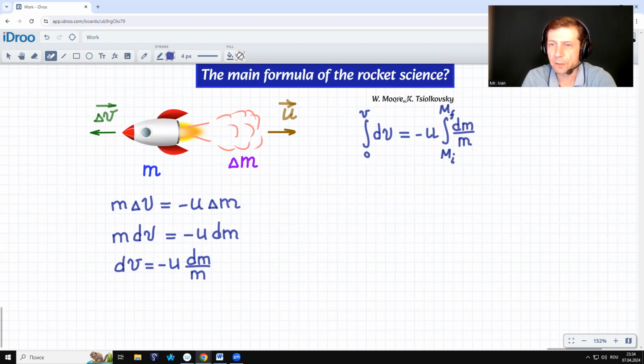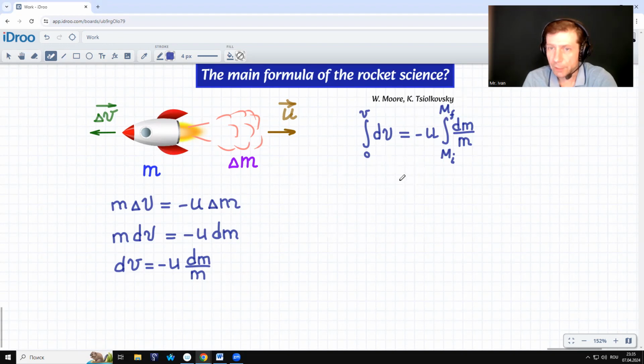Basically, you see here the names William Moore and Konstantin Tsiolkovsky, who developed this formula in Britain and in Russia. Moore was the first. He did it in the beginning of the 19th century, and Tsiolkovsky did it at the end of the 19th century and published his work, if I'm correct, in the beginning of the 20th century.